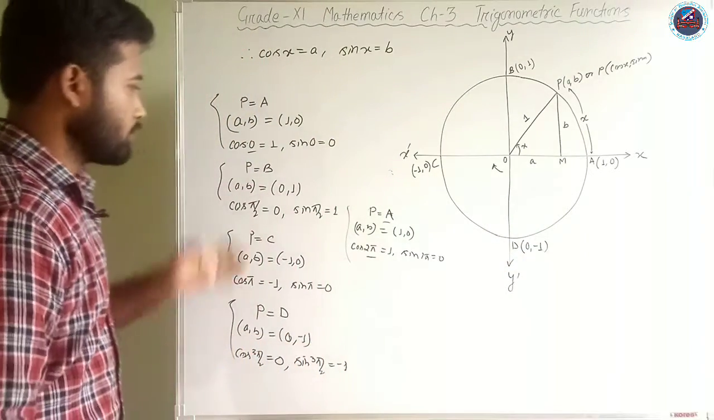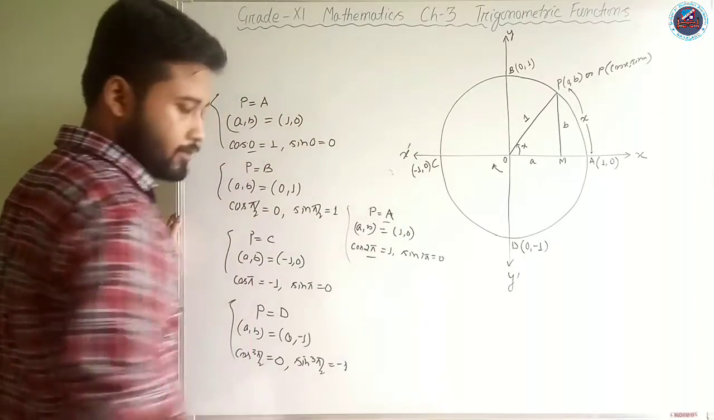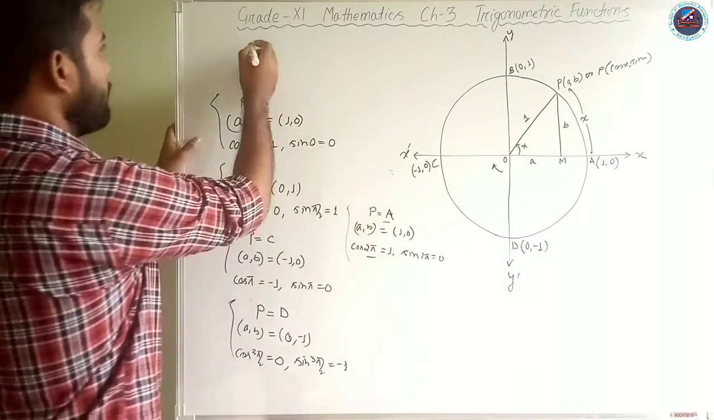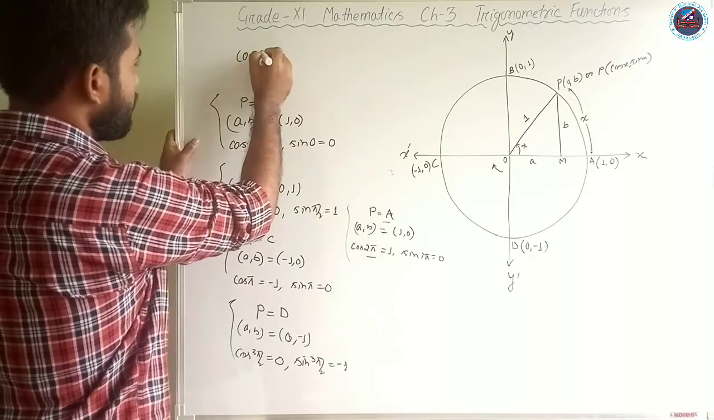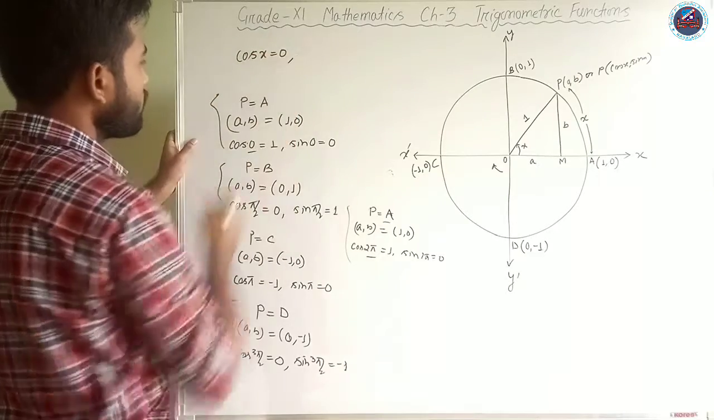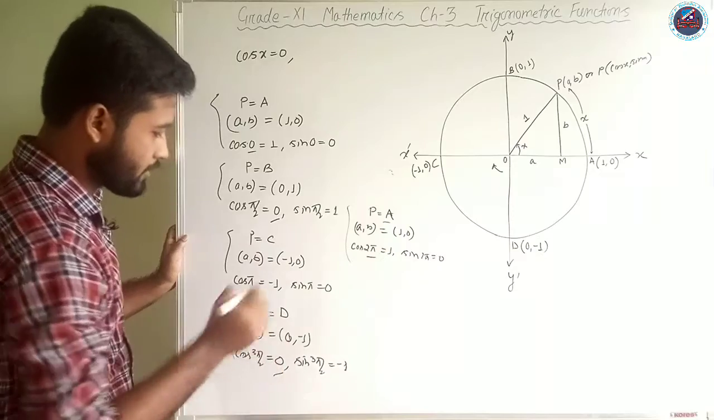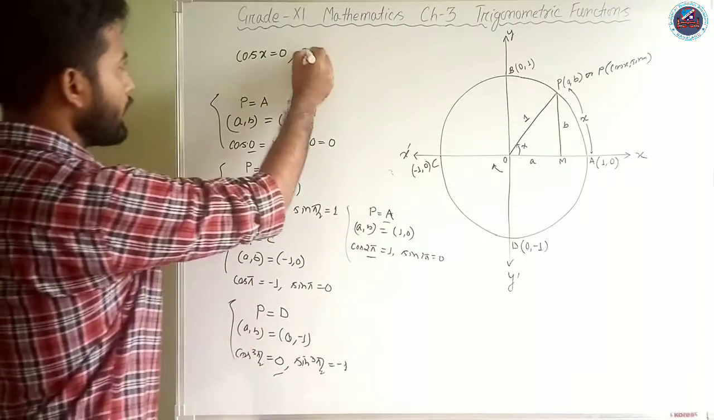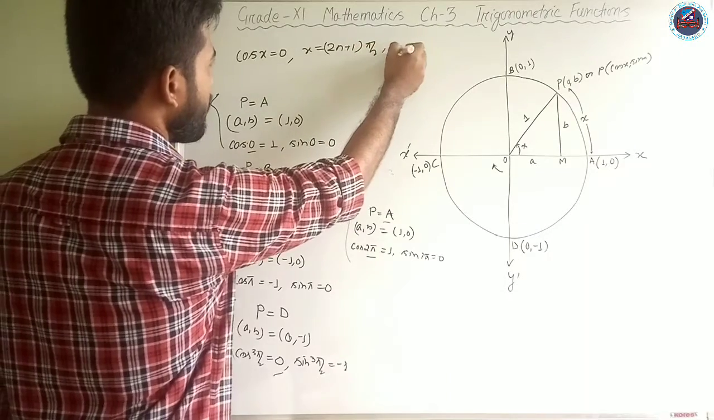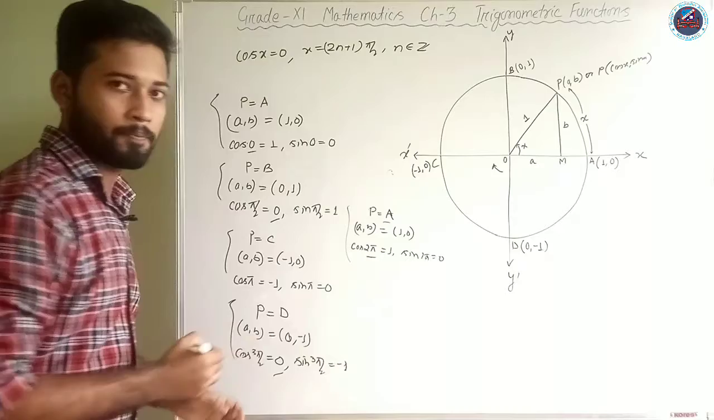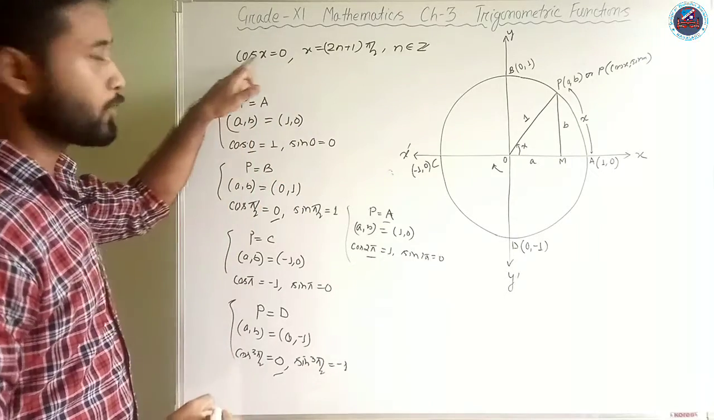Okay. So what conclusion can we give from here? We can conclude that the values of cos x is equal to 0. When cos of x is 0, you see at this point it is 0, here it is 0. That means whenever x is equal to twice n plus 1 pi by 2, where n belongs to the set of integers. So when x is this, at that time the value of cos is 0.